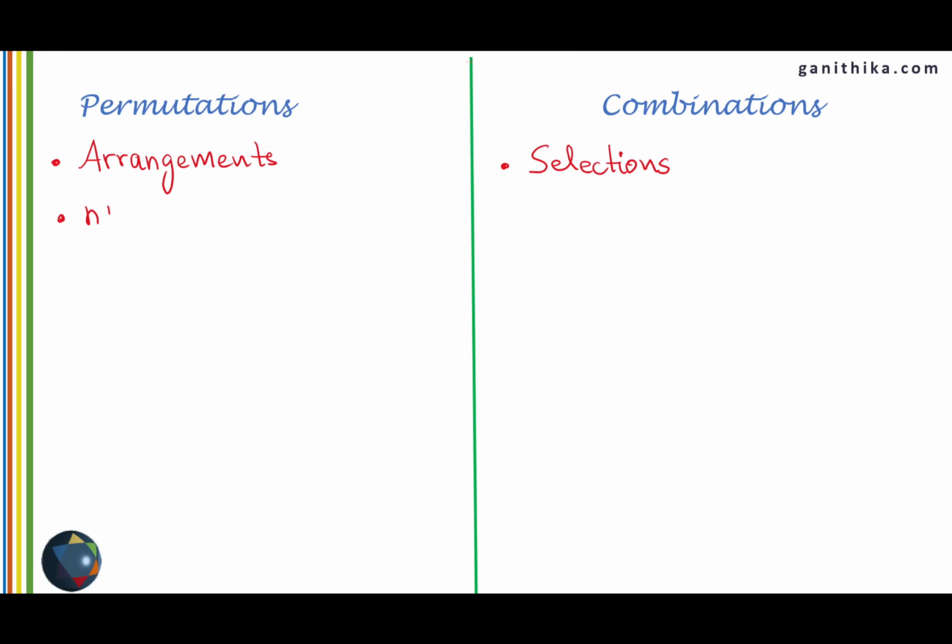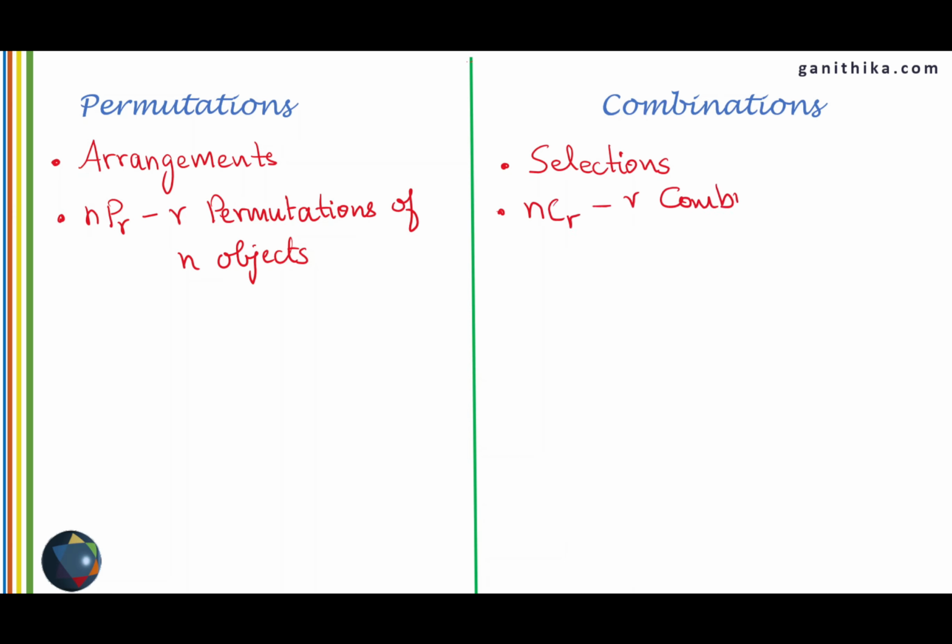Now look at the notation nPr. The P stands for permutation, and nPr stands for r permutation out of n objects, which means if you have n objects and you have to arrange r objects out of these n objects, we say that this is an r permutation of n objects. Whereas combinations are written as nCr, which means r combinations of n objects, which means if you have n objects and you have to select r objects out of these n objects, then we use combination and the notation is nCr.